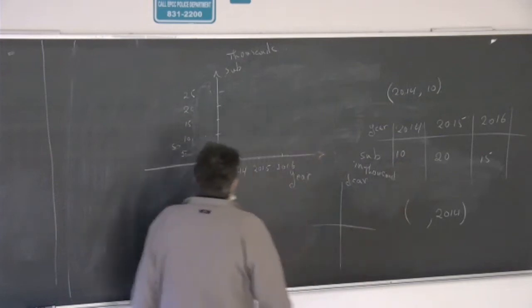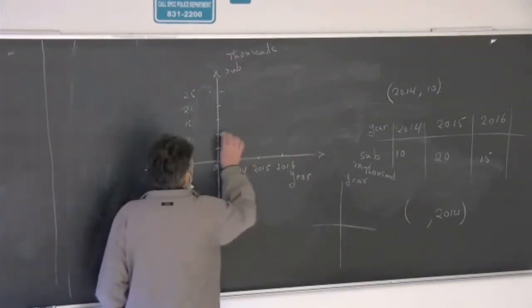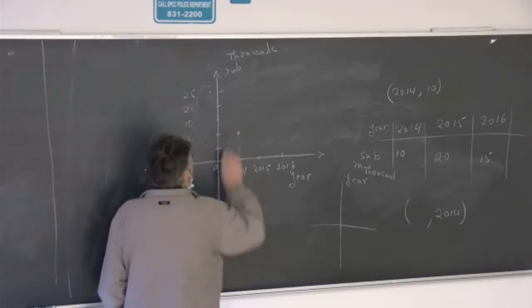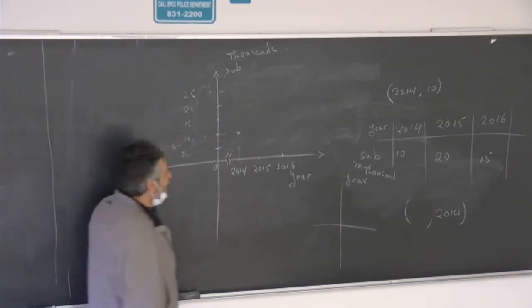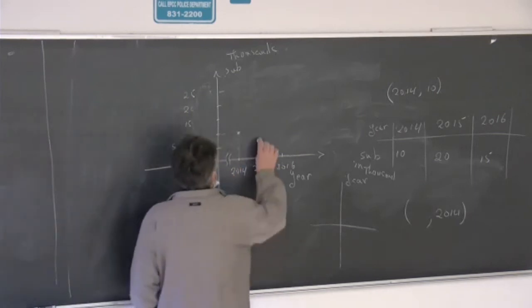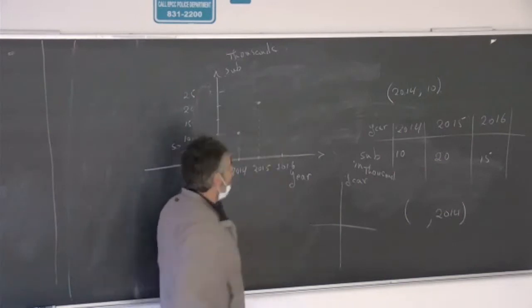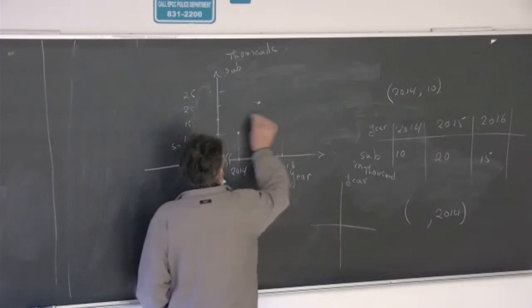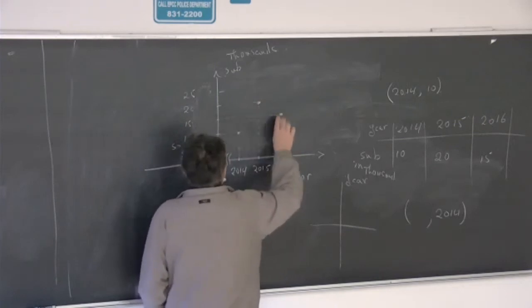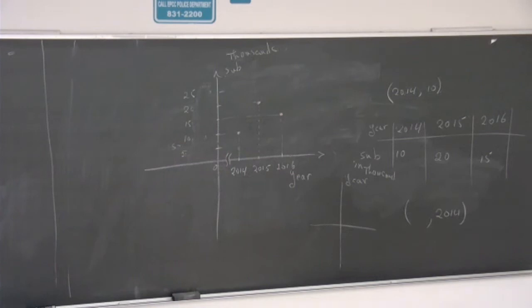Yeah? So now in 2014, I measure to there, and 10,000, this is the first point. And then we have 2015, we're going to go up to 20. This is the second point. And then we have from 2016, we're going up to 15, and this is the third point.